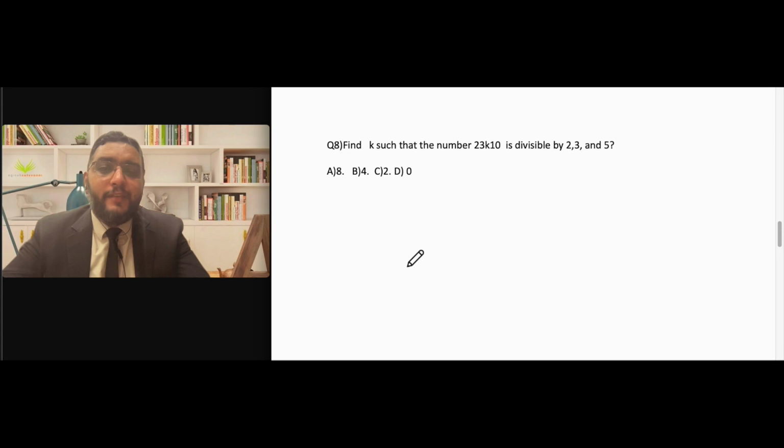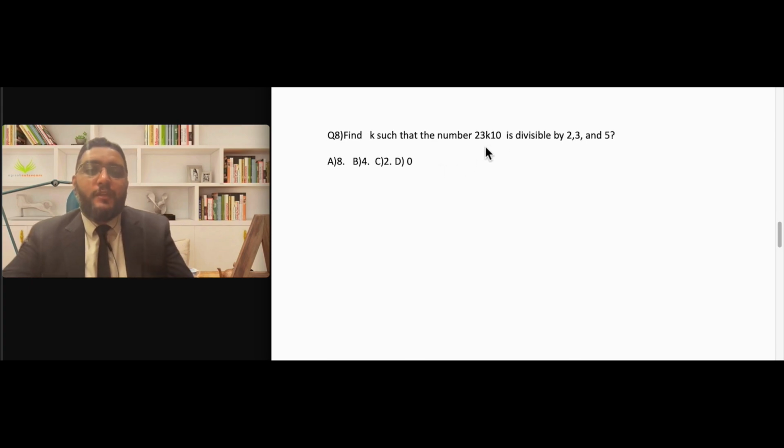Question 8. Find the value of k such that the number 23k10 is divisible by 2, 3, and 5. You know that this number is divisible by 2 because we have an even number at the units digit, and also this is divisible by 5 because we have 0. If you have 0 or 5 at the single digit, the number is divisible by 5.